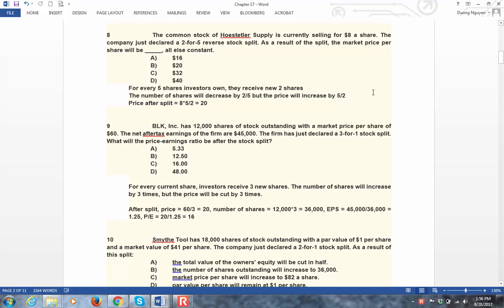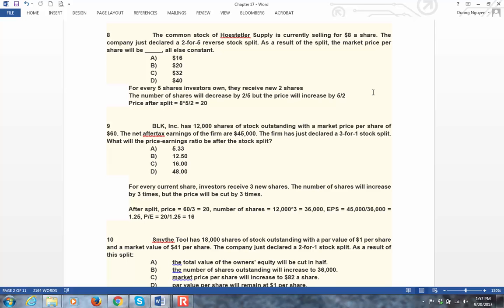Question number 8. The common stock of this company is currently selling for $8 per share, and the company declared a 2-for-5 reverse stock split. What will be the market price after the split? Right, the reverse stock split is similar to a stock merge.